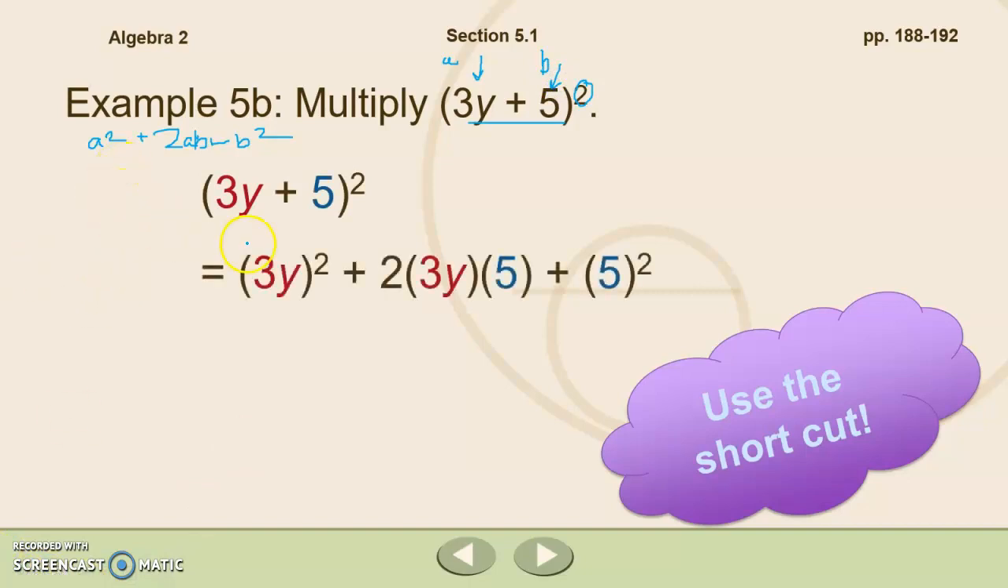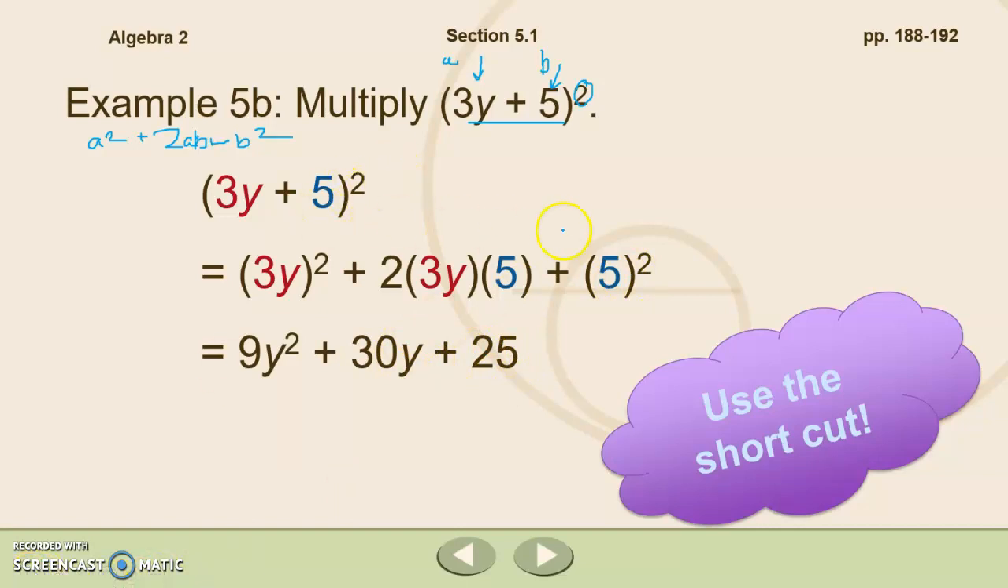All right, here we go. We've plugged in 3y into the a squared, 2 times a times b, and then we plugged in b, that 5, into the b squared term. Notice that we are using parentheses when we substitute, and then we are going to simplify. So 3y squared becomes 9y squared. 2 times 3y times 5 becomes 30y, and 5 squared is 25.